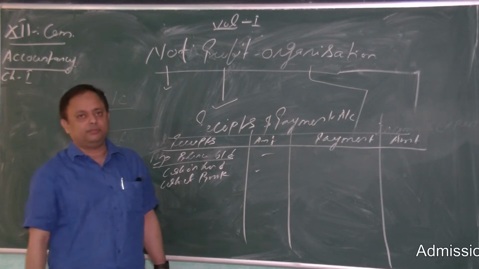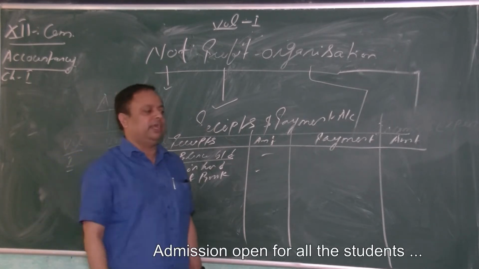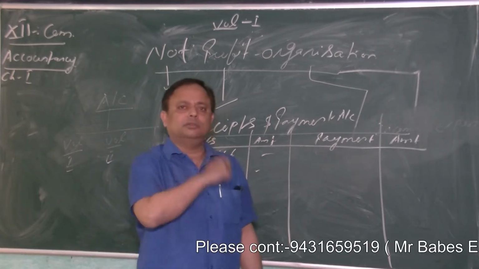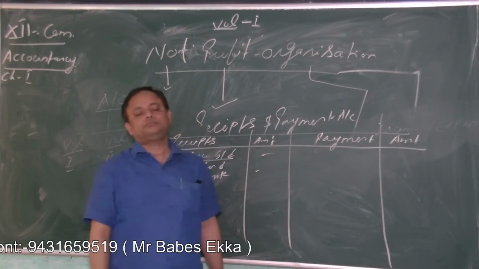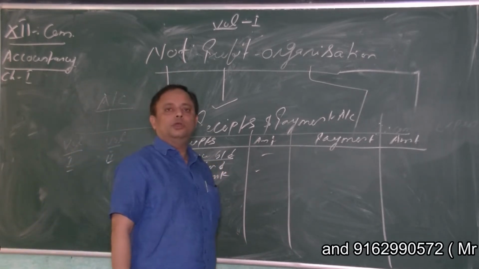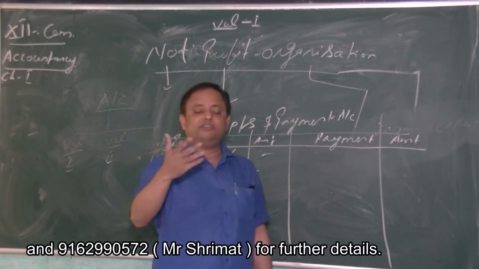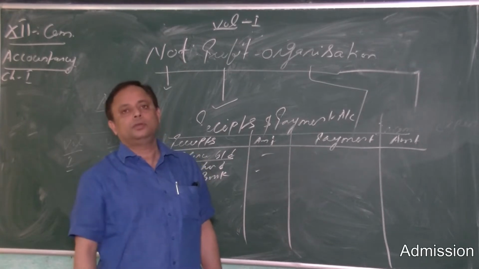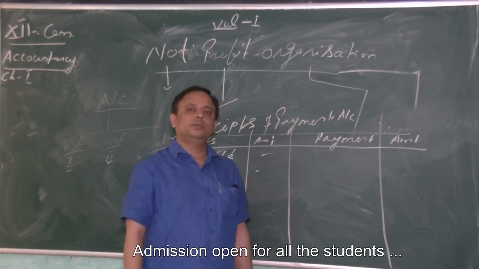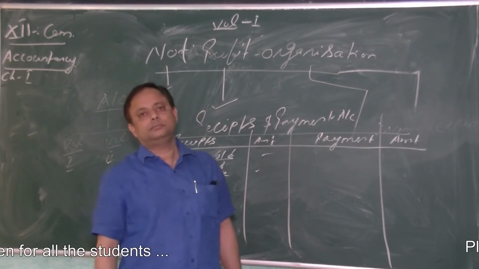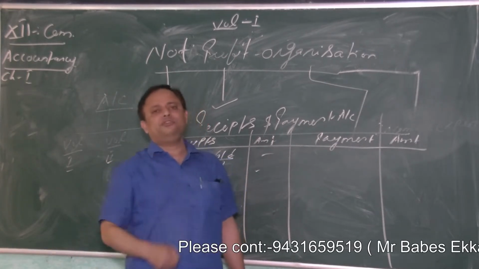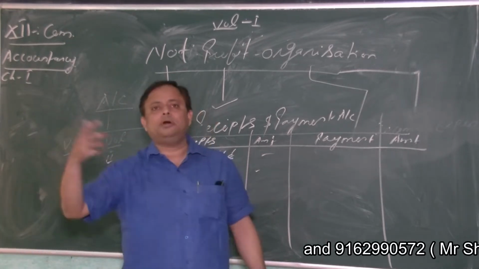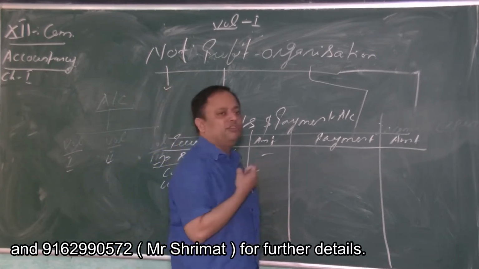What is revenue receipt? The trick is, revenue receipt is the receipt you get again and again during the month. For example, salary. You do not receive salary one time, you receive monthly salary. Interest, simple interest. Subscription, donation, entry fees, interest fees, sale of old newspaper, that is called revenue receipt.